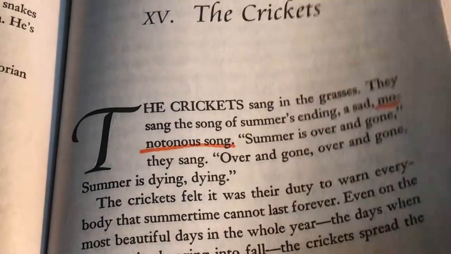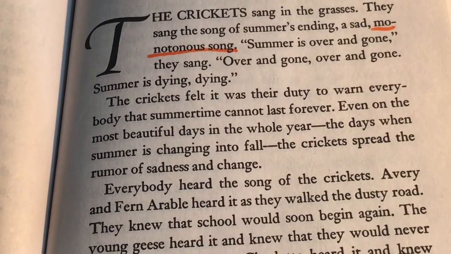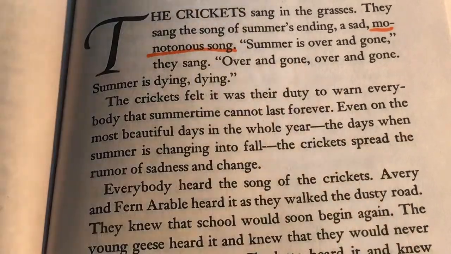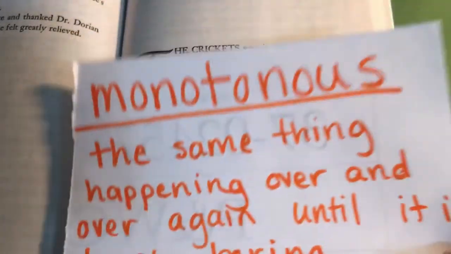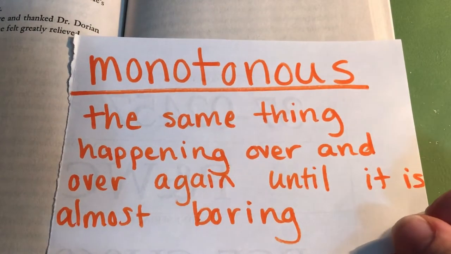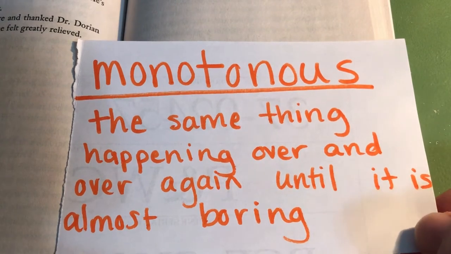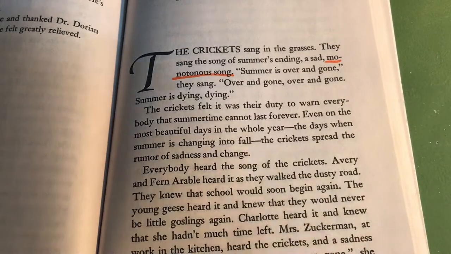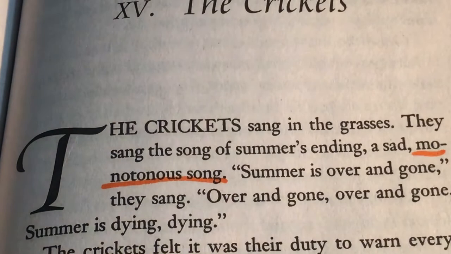The crickets sang in the grasses. They sang the song of summer's ending, a sad, monotonous song. Monotonous. Monotonous means when the same thing is happening over and over and over again until it gets almost boring, like how crickets chirp. Chirp, chirp, chirp, chirp, chirp.